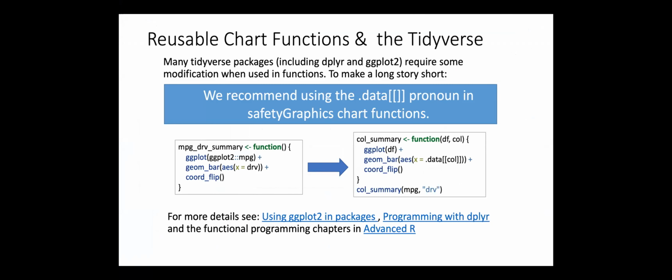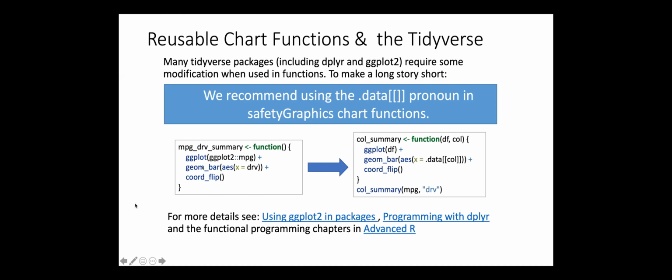I'm not going to, this is another, like, people have run whole workshops on this topic. And honestly, there are a lot of different ways to tackle this. But the bottom line is that a lot of tidyverse packages require some modification using functions. We really like using this .data pronoun. I think that's probably the best practice right now. So that's what we tend to use both in SafetyGraphics and safety charts.